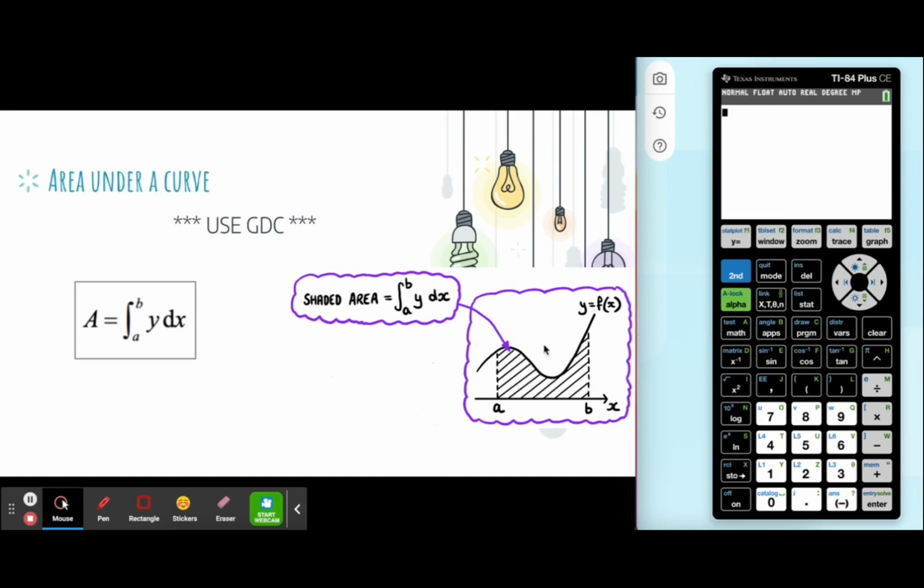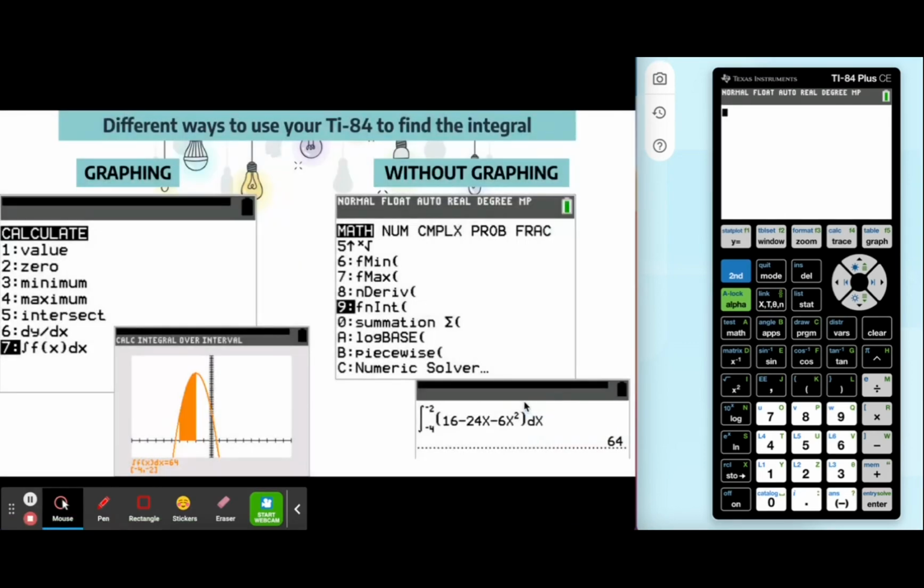In the next videos, we're going to find how to find the area algebraically, but for now, we're going to use only our calculators to find this area. And there's two ways you can use your calculators. The first method is by graphing it. By graphing it, you plug in your function, and then you can go second, trace, and then the seventh option here is the integral symbol, right? So our integral symbol is for the area under a curve.